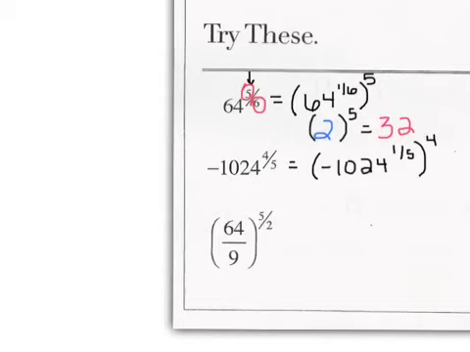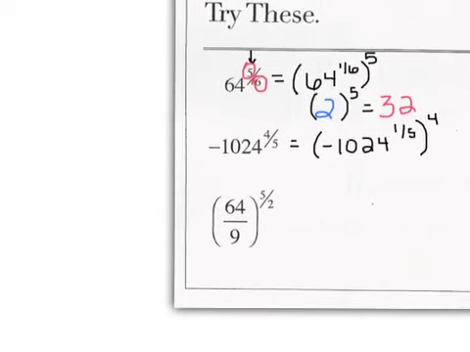2 and 16. To save myself some space, I'm going to go 4 and 4. And 2 and 2. 2 and 2. Okay, that's a lot of 2's. How many did I end up with? 5, 6, 7, 8, 9, 10. I have 10 2's altogether.